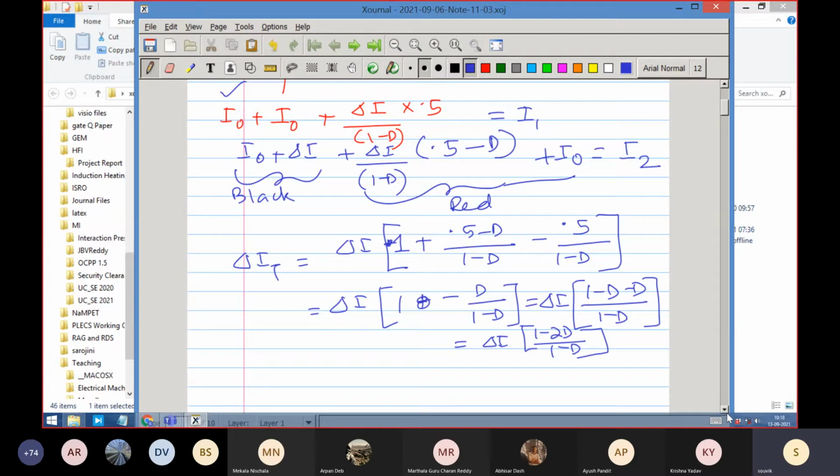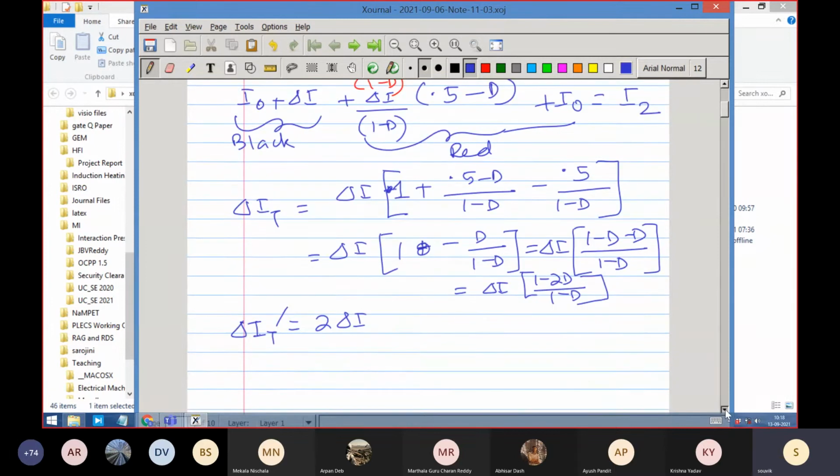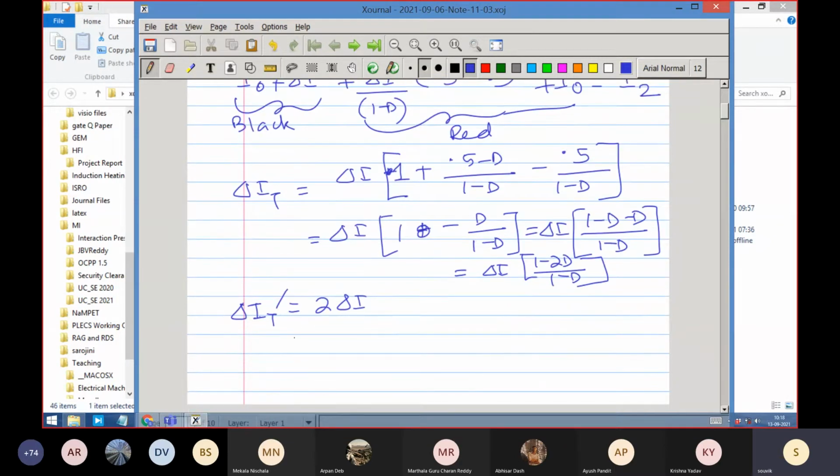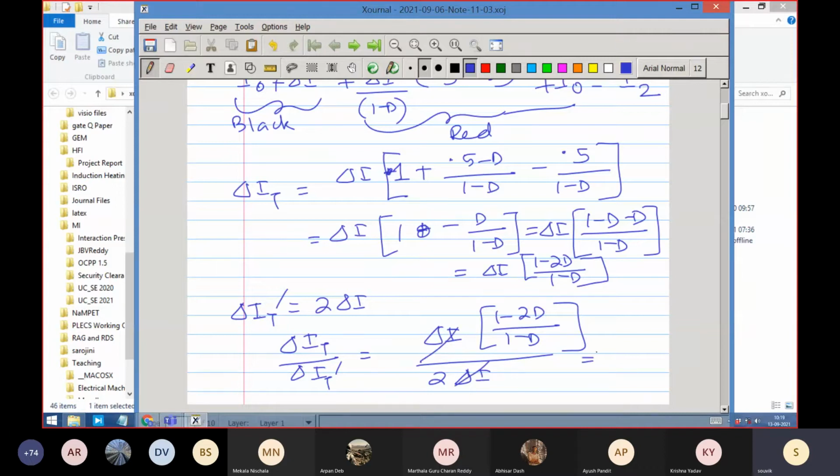So let us compare what the ripple would have been if they were in phase. Then delta IT dash would have been 2 delta I. So the ratio of delta IT by delta IT dash is delta I into 1 minus 2d by 1 minus d, divided by 2 into delta I. So delta I cancels, and it is 0.5 into 1 minus 2d by 1 minus d. That is the advantage you are getting.